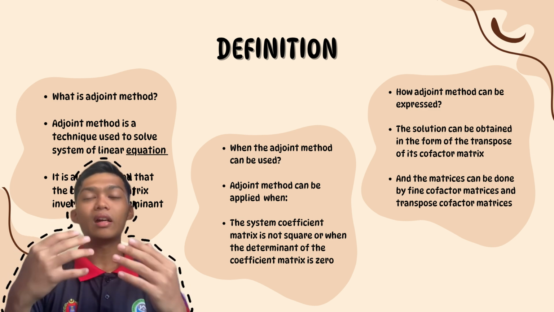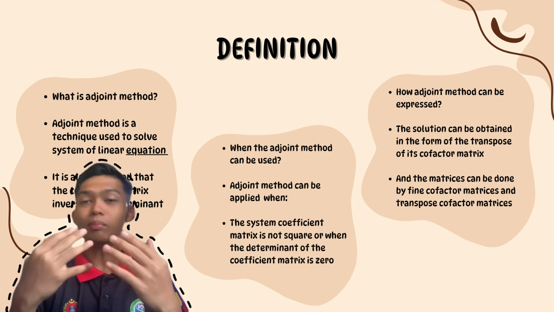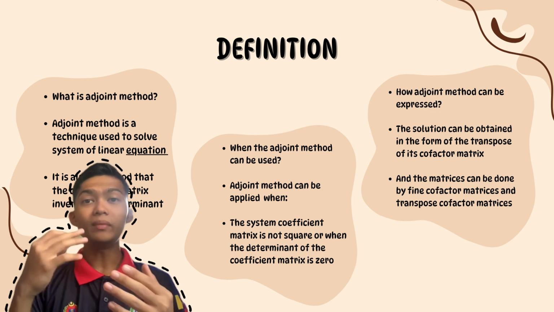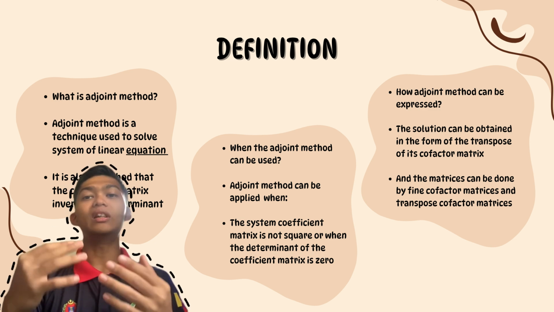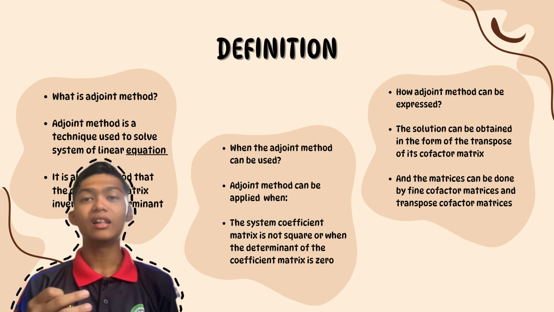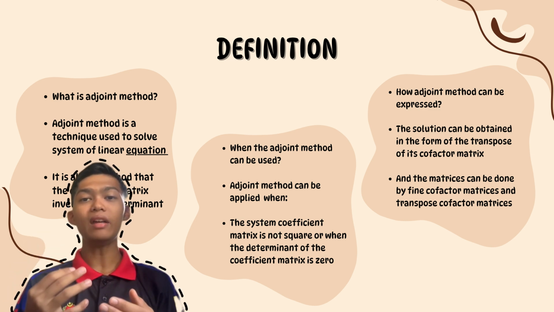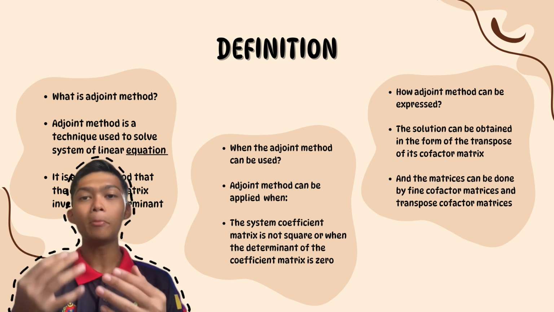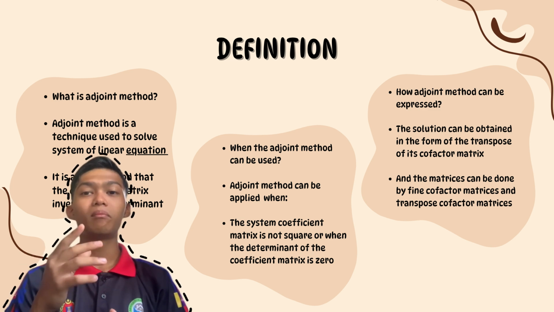How can the adjoint method be expressed? The solution can be obtained in the form of the transpose of its cofactor matrix, and this can be done by finding the cofactor matrices and the transpose of the cofactor matrix.